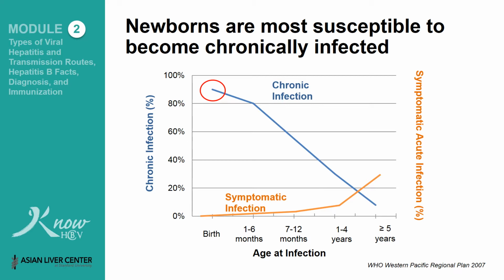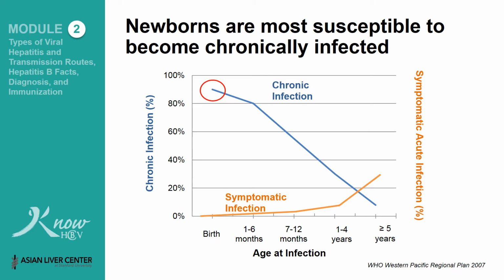If infected at birth through mother-to-child transmission, as many as 90% may develop chronic hepatitis B infection. If infected between 1 to 5 years old, 30 to 60% may become chronically infected. If infected at an older age, only 5 to 10% may become chronically infected.